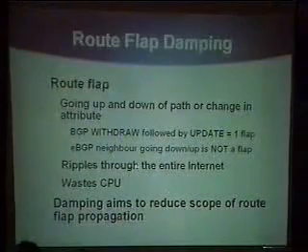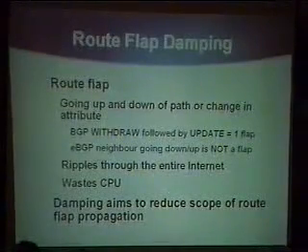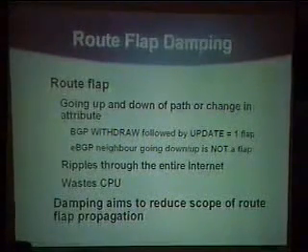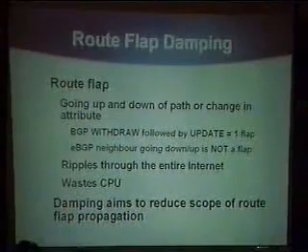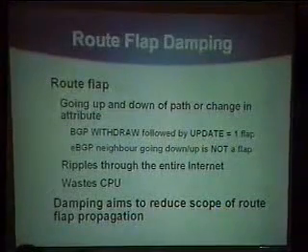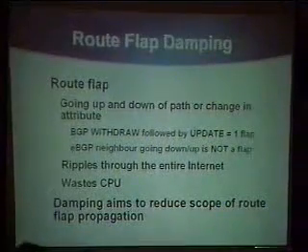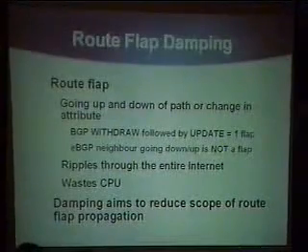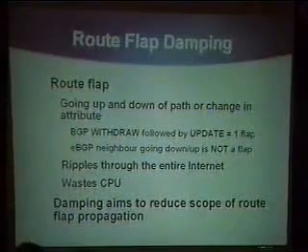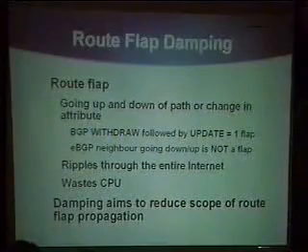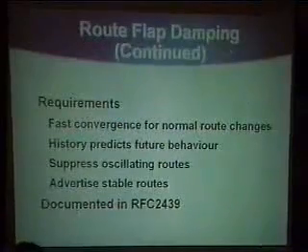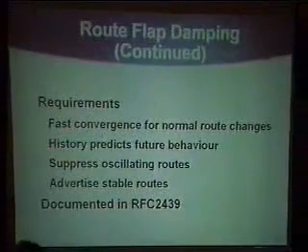This ripples through the entire internet. If you withdraw a prefix, every router that's carrying the full routing table will eventually hear this. It wastes CPU. It was a big, big issue, certainly a few years ago, the amount of flaps going through the internet. I think with the bigger CPUs in routers now, it's not so much of an issue, but it's still very important. The aim of damping is to reduce the scope of the flap propagation. It's documented in RFC 2439.